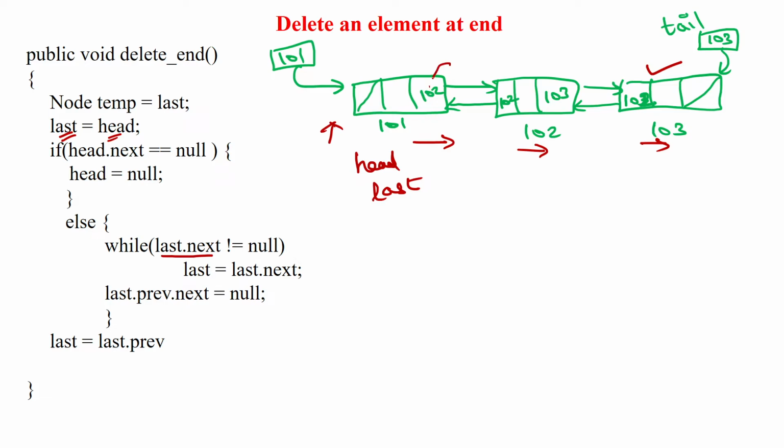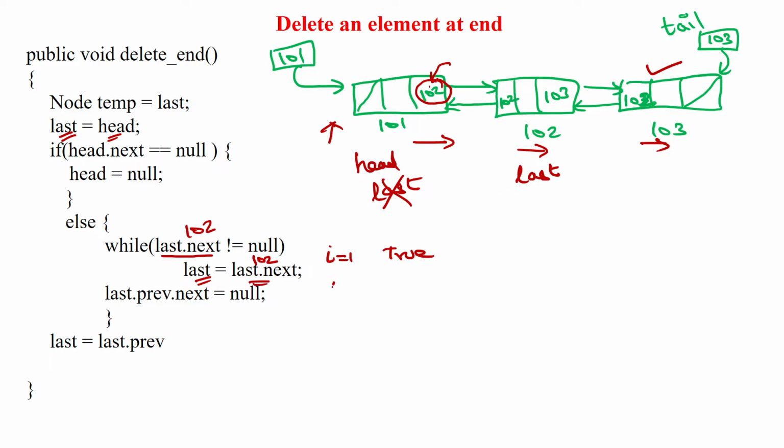Now we are checking last dot next not equal to null. What is the last dot next? 102. Yes, 102 is not equal to null. In iteration number 1, the condition is true. If the condition is true, then last equals last dot next. What is the last dot next? 102. 102 is assigned to the variable last. So the entire node is assigned to last. So last is updated with 102.